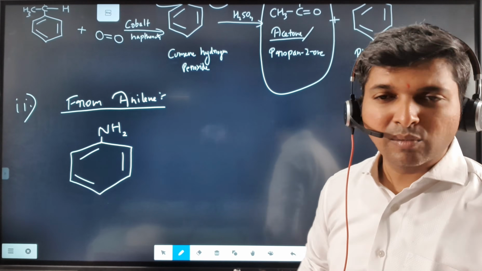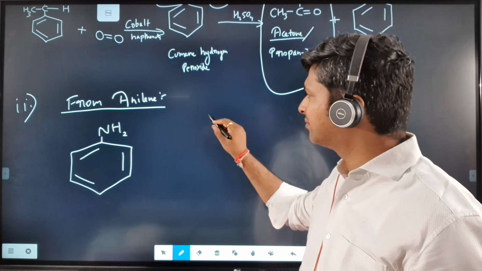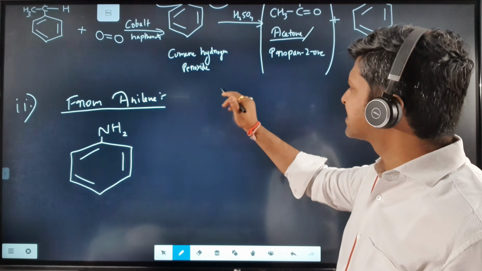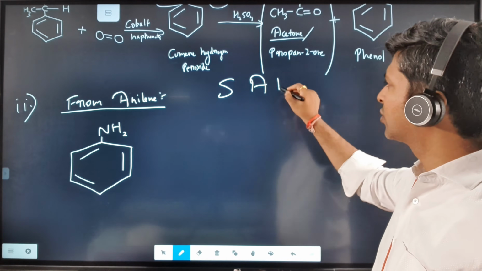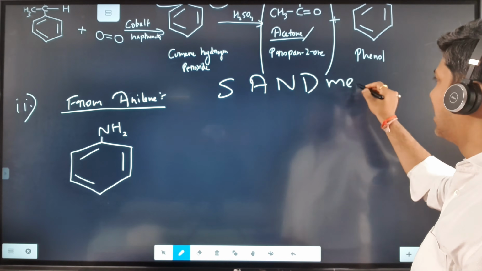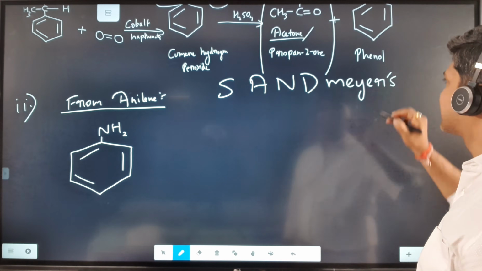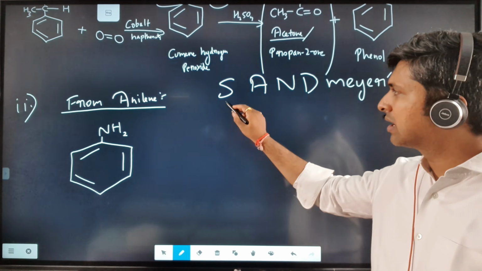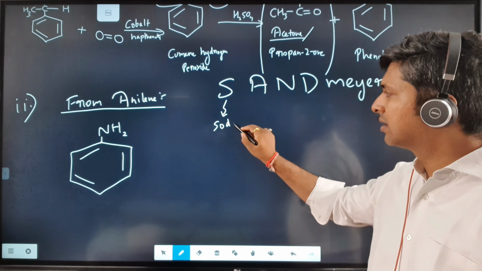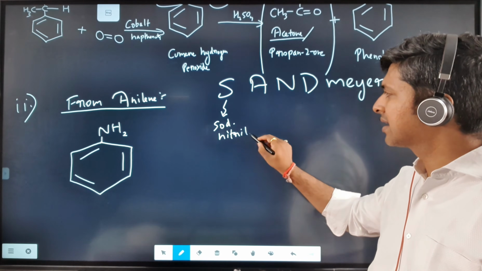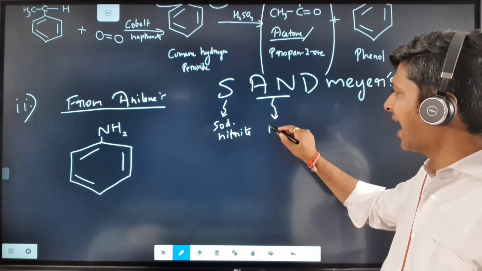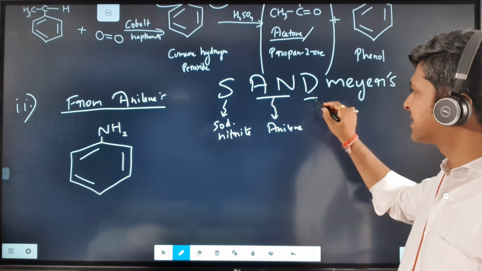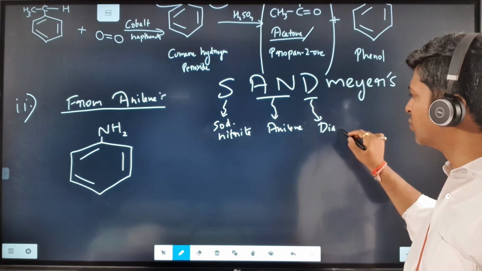Now in aniline, what are we supposed to do? We are going to use something called the Sandmeyer reaction, right? जो पहले हम लोग ने Sandmeyer में किया था, जो haloarenes में use किया था, right? The same thing we are going to use over here. So what are we going to use? S for sodium nitrite. Okay, sodium nitrite. Then AN stands for aniline, D stands for diazonium.